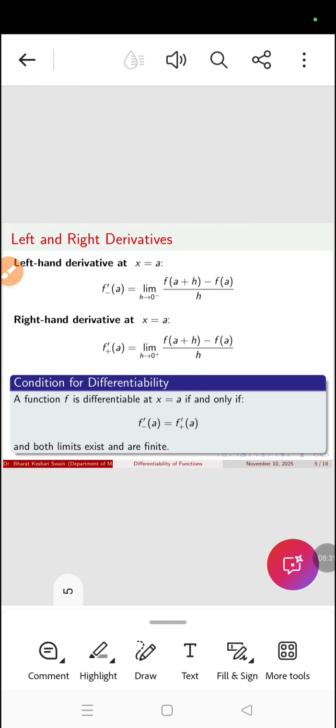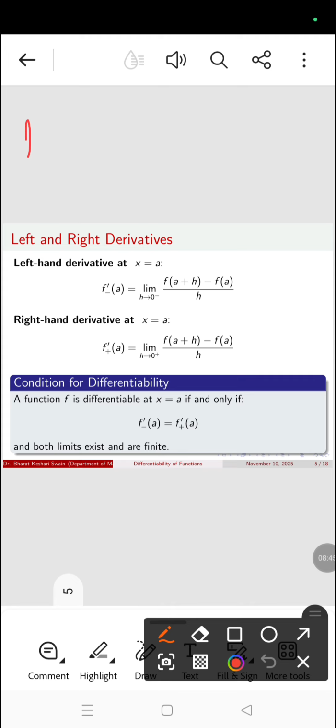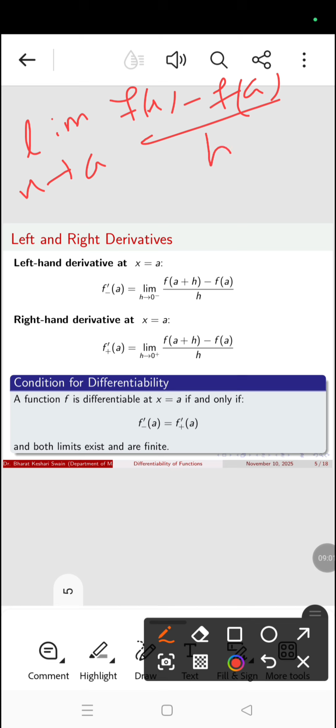Now next, come to the one-sided derivative. That means we can find the left hand derivative and the right hand derivative. So what is the left hand derivative? This is our actual formula: limit x tends to a, f of x minus f of a divided by x minus a.